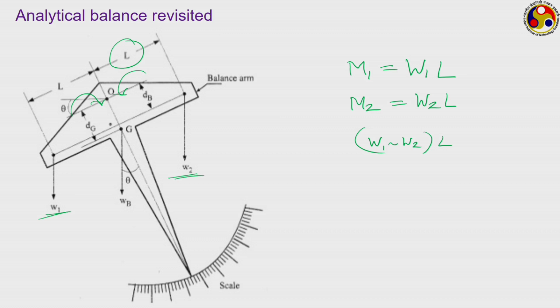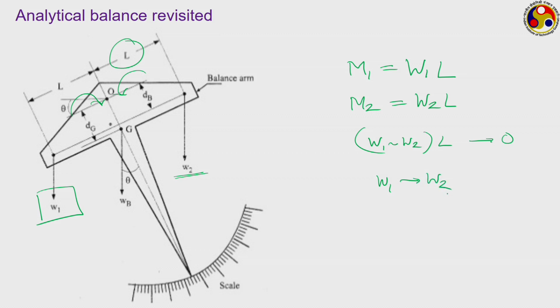Let us say W1 is the one for which we want to measure the value of the force. So this is our measurement, and here we keep on adding more and more standard mass if W1 is larger than W2, and we keep on increasing the value of W2 till this quantity approaches 0, that is, W1 approaches W2.